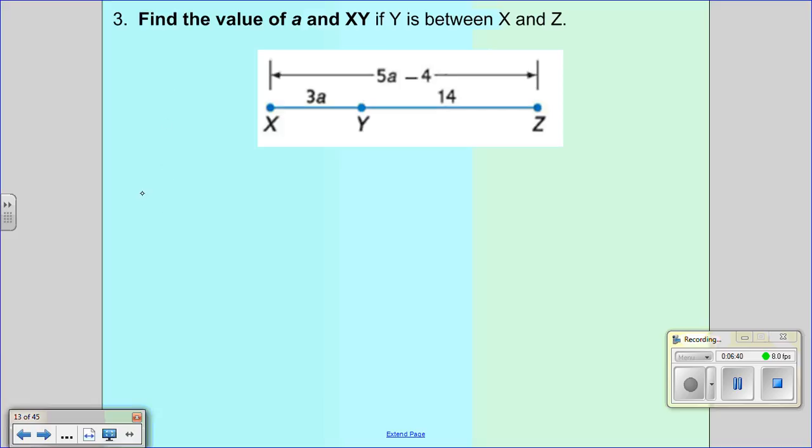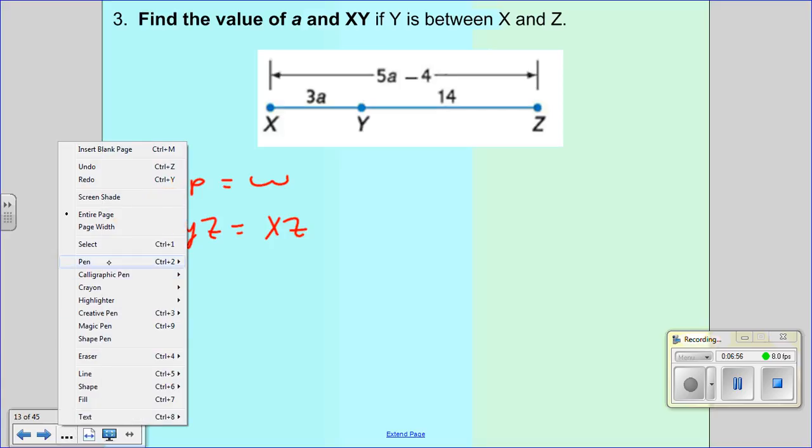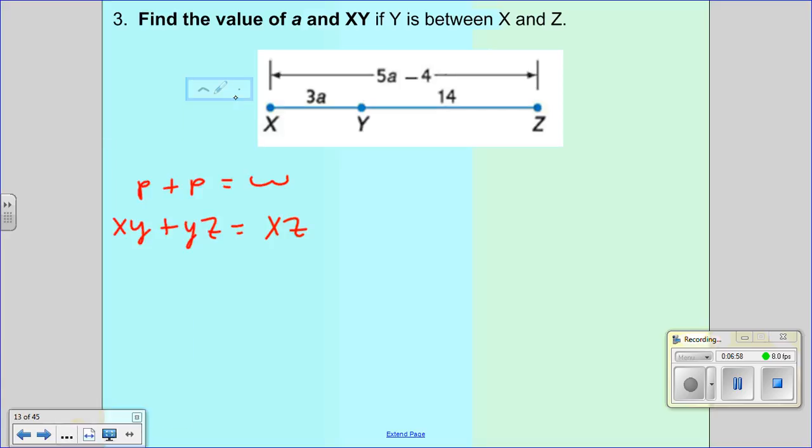So let's do number 3. Again, part plus part equals whole. So that means xy plus yz is equal to xz. So if I substitute what I know for each part, I would have 3a plus 14 is equal to 5a minus 4. So now I solve this algebraic equation.